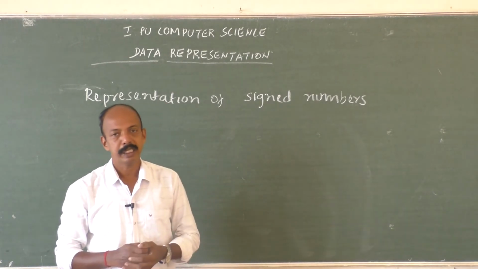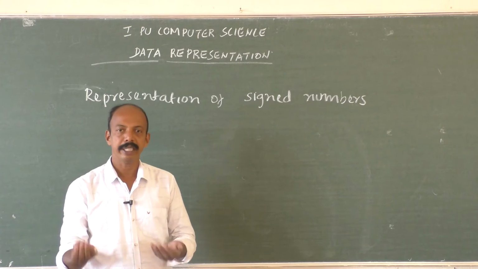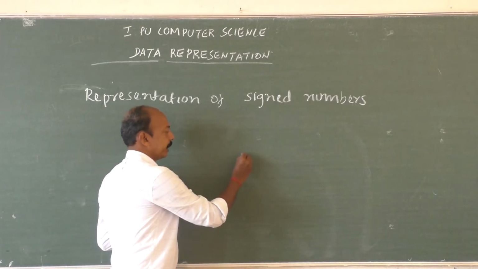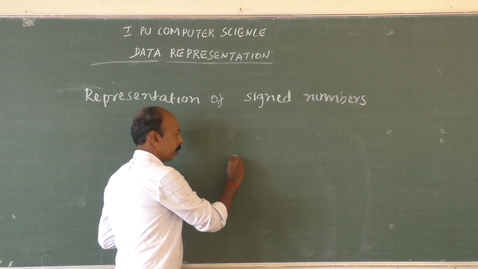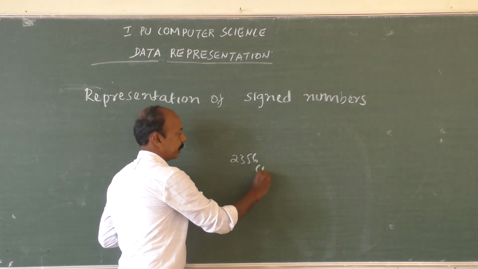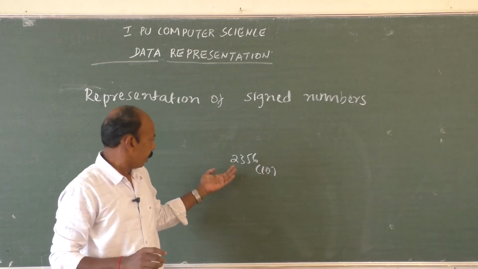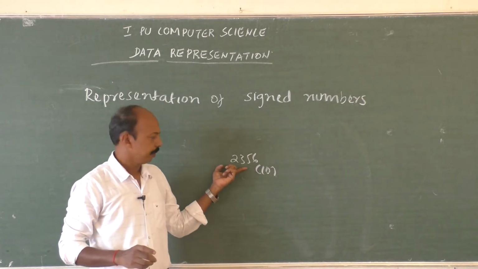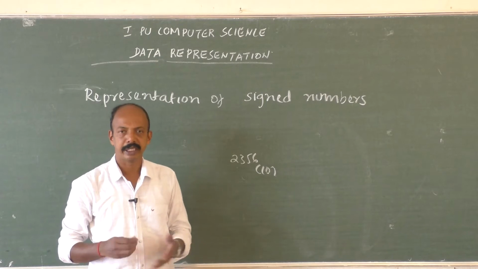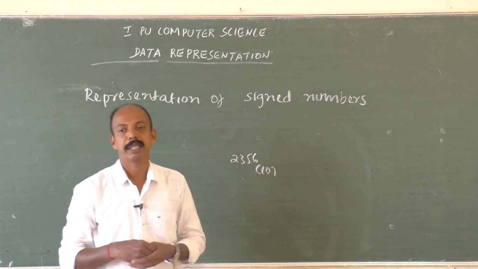So far, with respect to conversions, whenever we have written a number, directly we have written the number something like this. For example, 2, 3, 5, 6 to the base 10. If we write a number like this, suppose we don't write the base, of course it's understood that it is decimal number system.